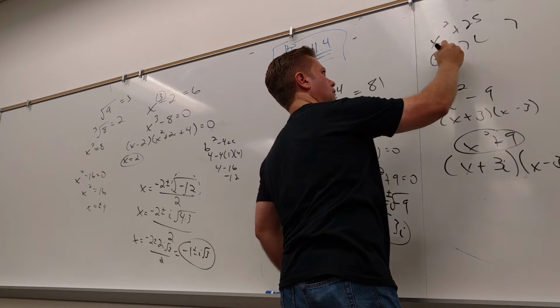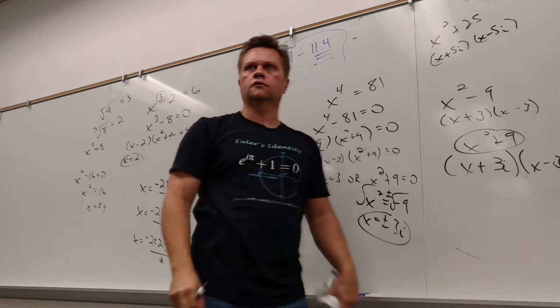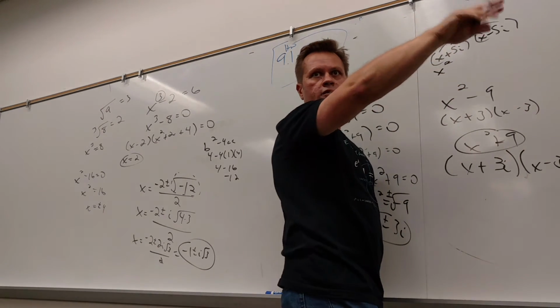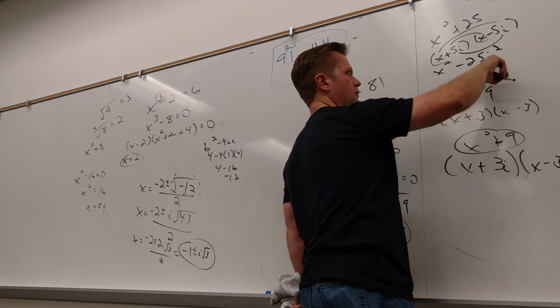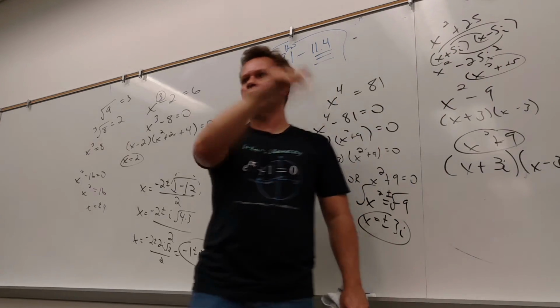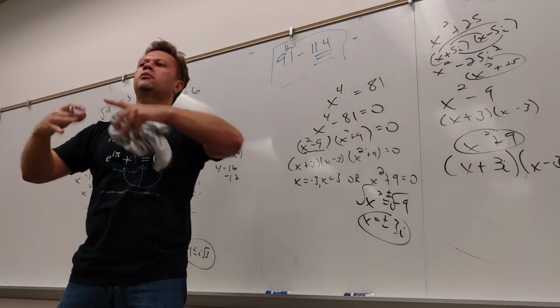x plus 5i, x minus 5i. Because what do you get? You get x squared plus 5ix minus 5ix minus 25i squared. i squared is negative 1, so that makes it plus 25. See, that's what saves it. The fact that it's got complex numbers at the end makes it become a plus at the end.